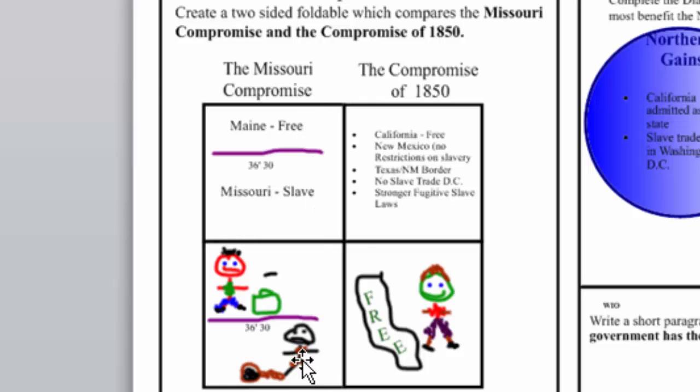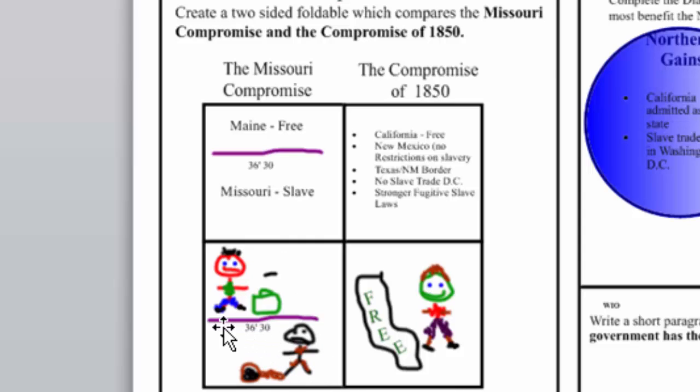Now this picture is the foldable with both flaps open. Now when it's closed, it's going to be like half a paper glued in there, and on the left side you're going to write the Missouri Compromise, and on the right side you're going to write the Compromise of 1850. Now when you fold this flap up, in the top portion I want you to write the three things that make up the Missouri Compromise. Maine comes in as a free state, Missouri comes in as a slave state, and everything above the 36-30 line is free. And then I want you to draw a picture that represents the Missouri Compromise.